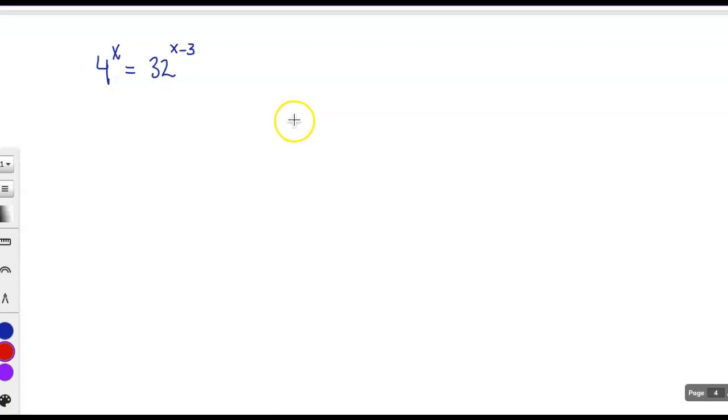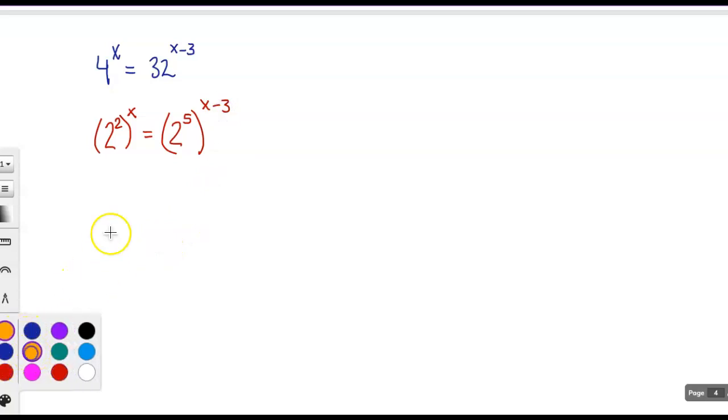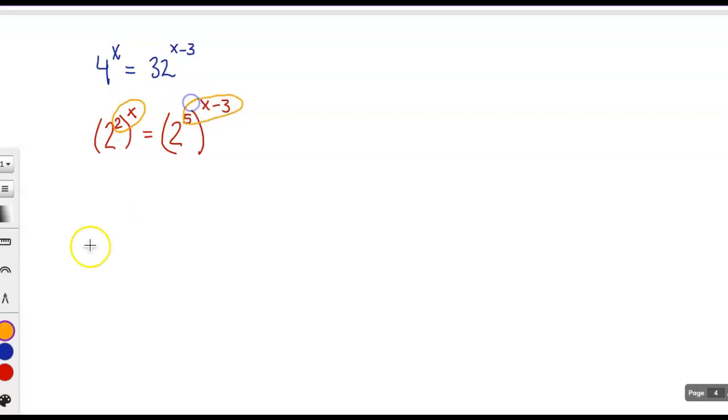I doubt she'll go any higher than that, maybe 5, but it'll probably be one of those bases, my guess. So I'm going to do one here where we can get these to be both a base of 2. So we know that 4 is 2 squared, and then we still have the x in the exponent, and then we also know that 32 is 2 to the 5th, and then we have x minus 3 as the exponent. And now you just use the rule that when you have a power to a power, you multiply. So we're going to take these exponents and simplify them.